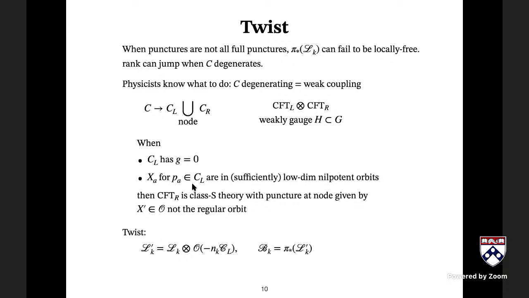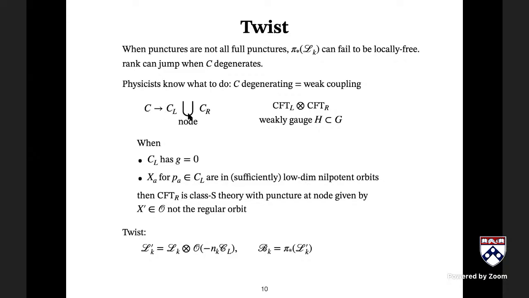So that was the story with full punctures. The story when the punctures aren't the full punctures, when they're not the regular nilpotent orbit, gets slightly more complicated because the direct image of the L sub k's can fail to be locally free when the curve degenerates. The rank of the stalk can jump. But the physicists know what to do, because when the curve degenerates, that's weak coupling. And if there's anything physicists know, it's how to handle weak coupling.